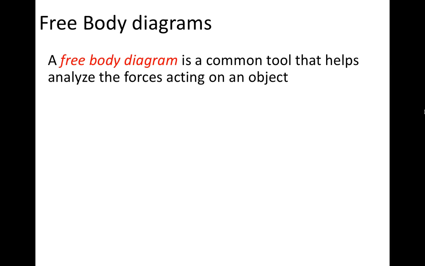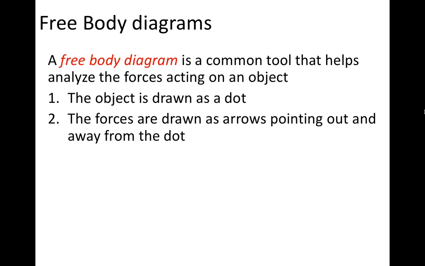This slide, I'm going to discuss how to draw a free body diagram. Free body diagrams are common tools that help analyze the forces that are acting on an object. They're referred to as free body diagrams because we're going to picture the object as a body that is free from its environment. We only focus on the forces acting on the object and not what it's doing, not what's surrounding it. We're just focusing on the object and the forces that are acting on it. So we're going to draw the object as a dot. You can get more artistic if you want, but generally we just draw it as a dot, sometimes as a box. And the forces are going to be drawn as arrows that are pointing out and away from the dot.